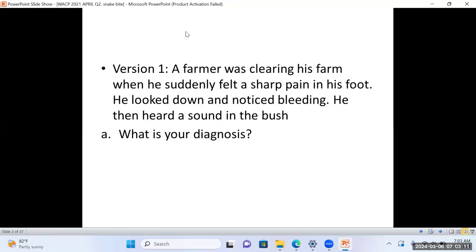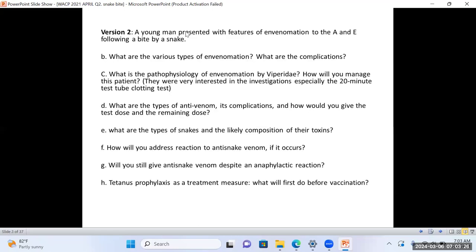Okay. Go ahead. So the first version says a farmer was clearing his farm when he suddenly felt a sharp pain in his foot. He looked down and noticed bleeding. He then heard a sound in the bush. What is your diagnosis? While the second version says, a young man presented with features of envenomation to the A&E following a bite by a snake. What are the various types of envenomation?